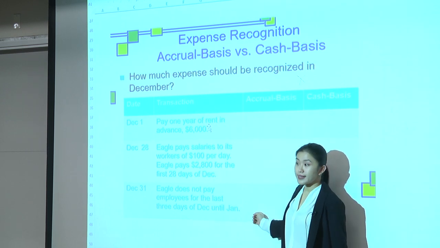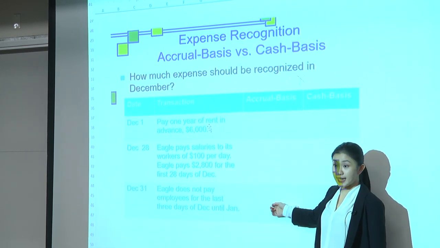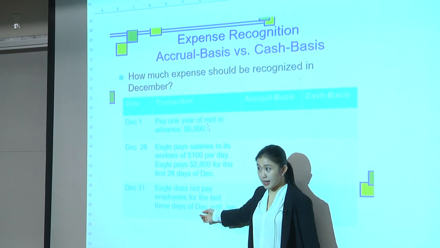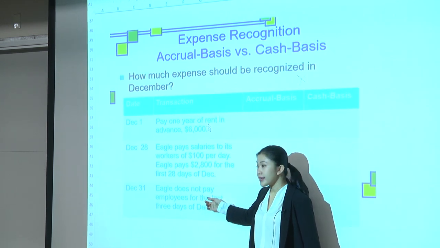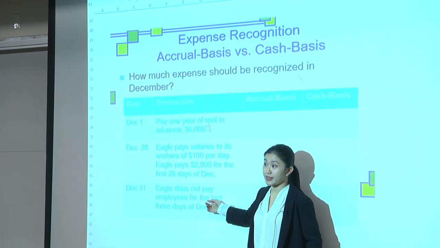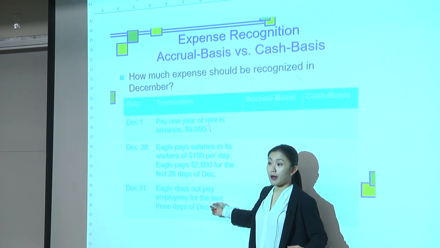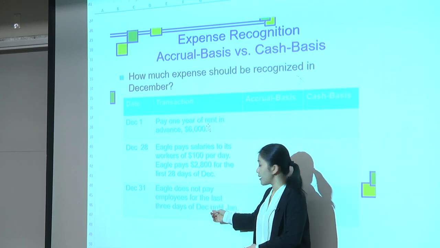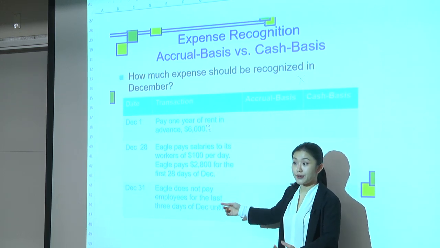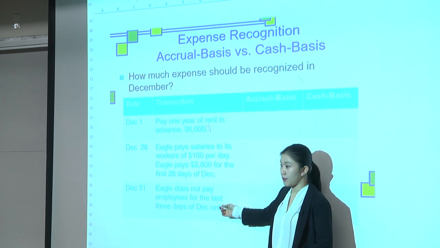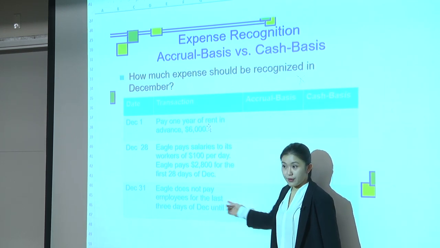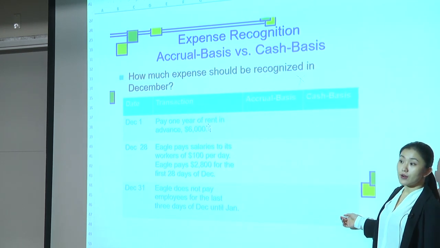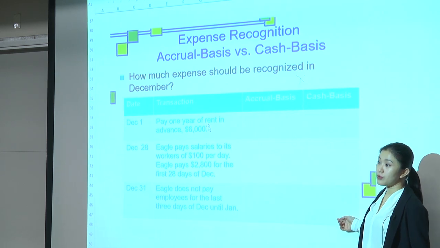So accrual basis, yes, for sure, because it's happened. It's for the past December. We use the employees to generate profit for the December profit. So expense should be matched to the revenues generated. That's why we use the matching principle, expense recognition principle, right? Different names. We should record it. But cash basis, no cash out, so no recording.